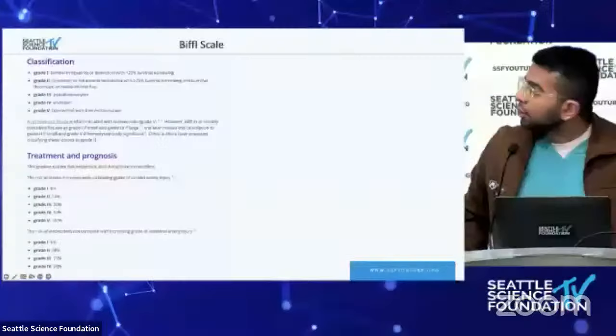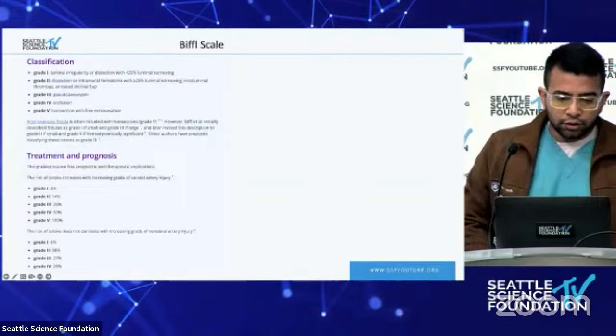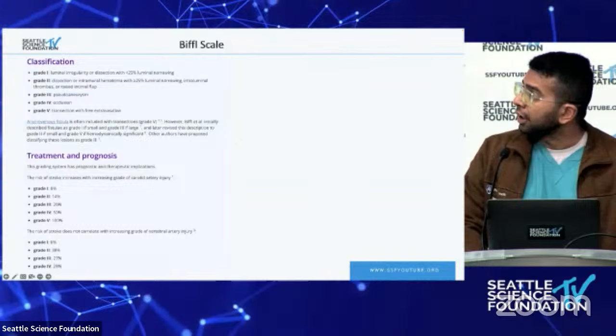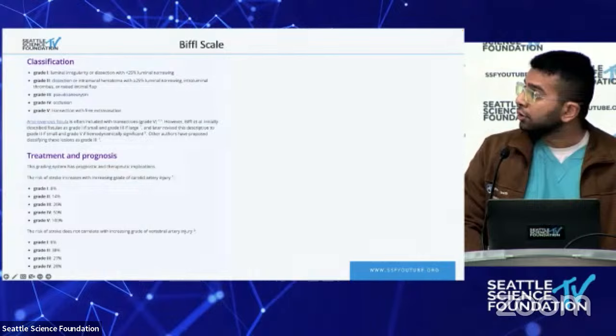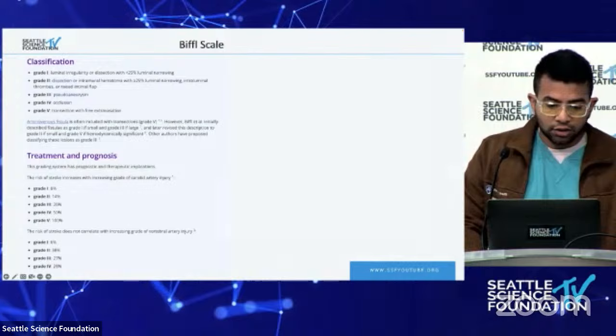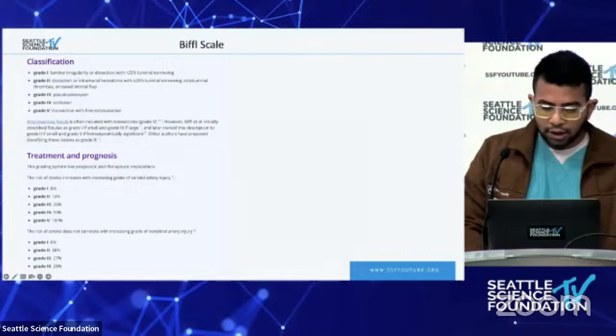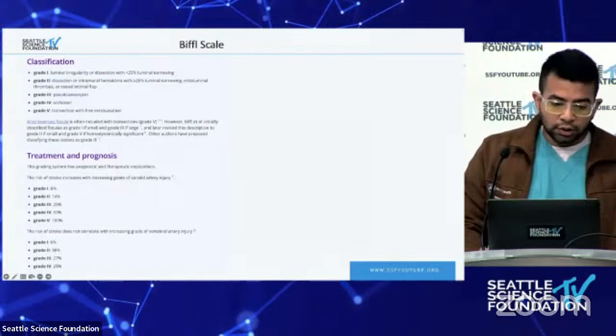And then again, the injuries are graded from grade 1 to 5. Grade 1 is luminal irregularity or dissection with luminal narrowing of less than 25%. Grade 2 is greater than 25%. Grade 3 is pseudoaneurysm. Grade 4 is occlusion. And grade 5 is transection with free extravasation. And the treatment and prognosis kind of change with different grading depending on the type of circulation, so carotid versus vertebral artery. So again, with these gradings, you'd put them on heparin or some kind of anticoagulation.